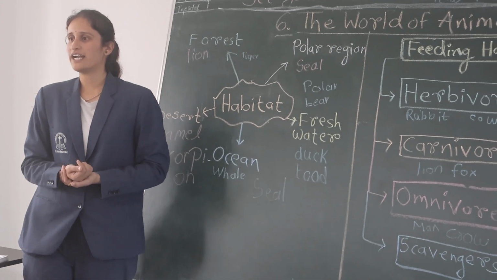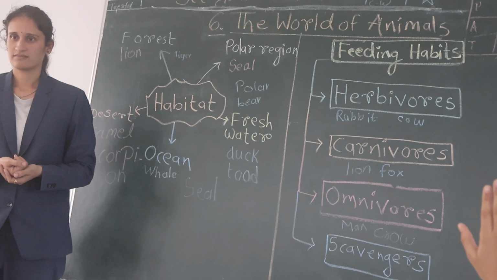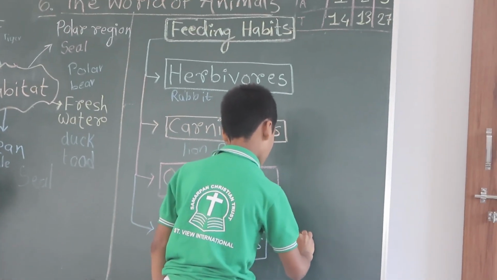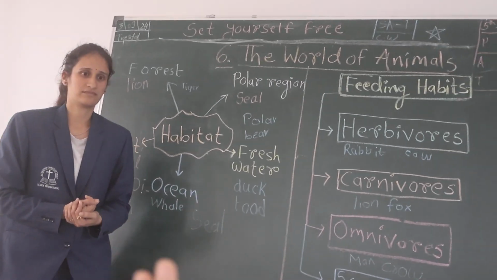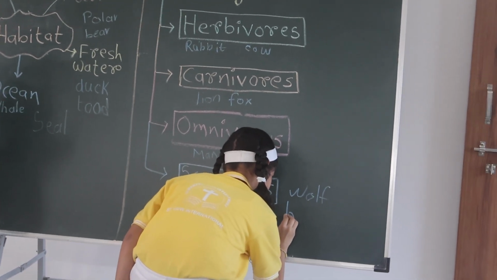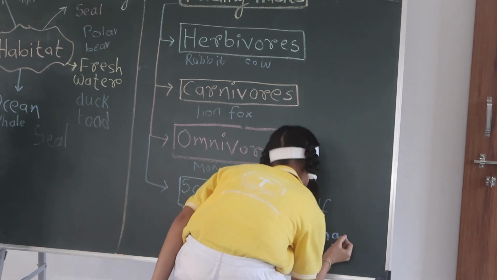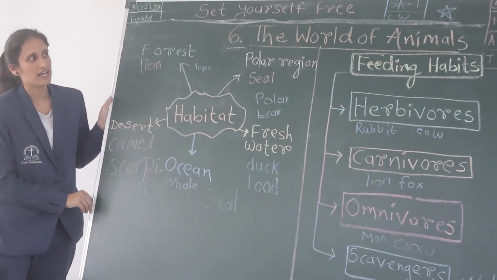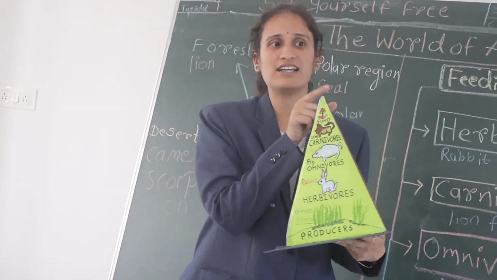Listen. Now scavengers, will you be able to write the examples? Anyone, examples of scavengers? One more example of scavenger, Pranavi. So here we have completed habitat, different types of habitat, their properties as well as their examples, and different feeding habits. In that we have studied herbivores, carnivores, omnivores, and last one is scavengers.